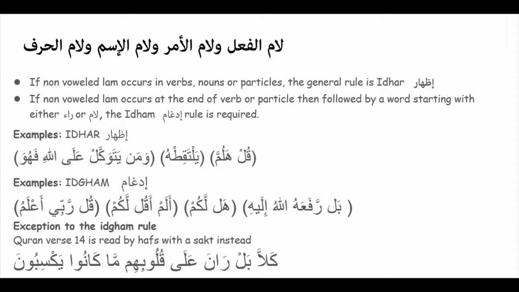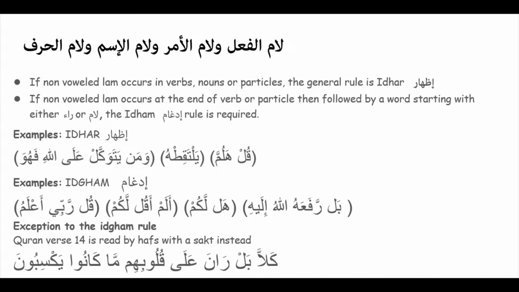The next four kinds of lam are lam al-fi'l, lam al-amr, lam al-ism, and lam al-harf. They bear the same rules. If a non-vowelled lam occurs in verbs, nouns, or particles, the general rule is al-idhar.